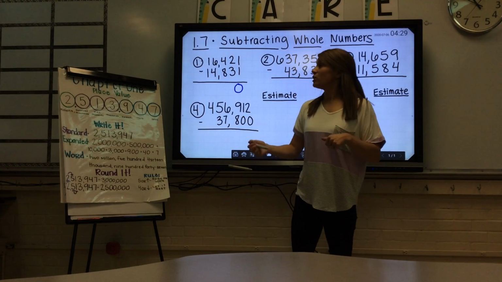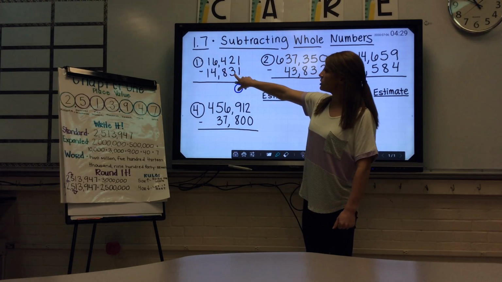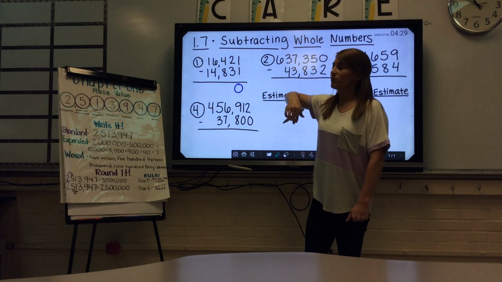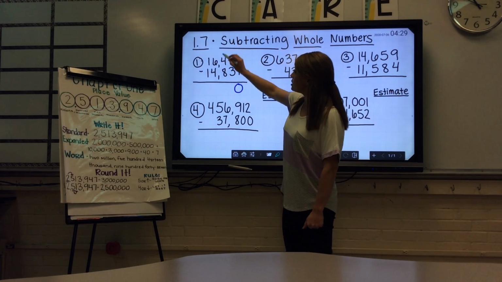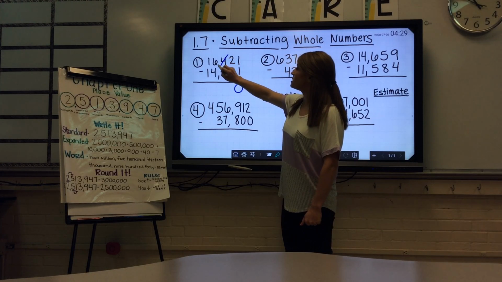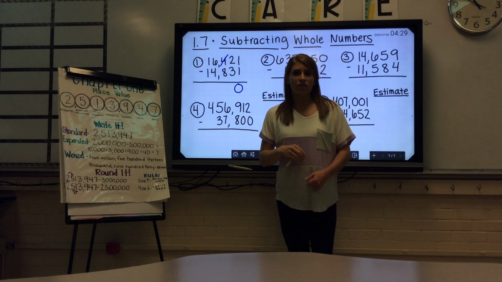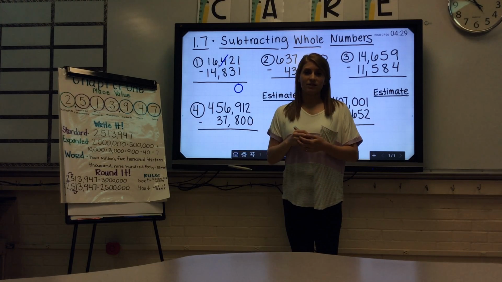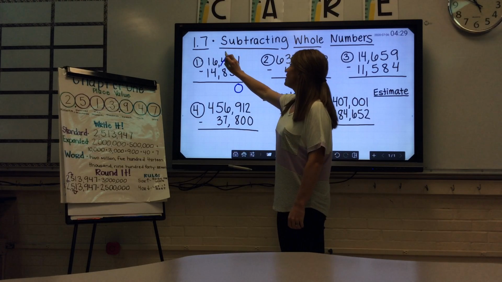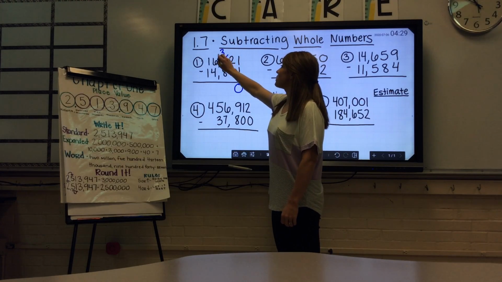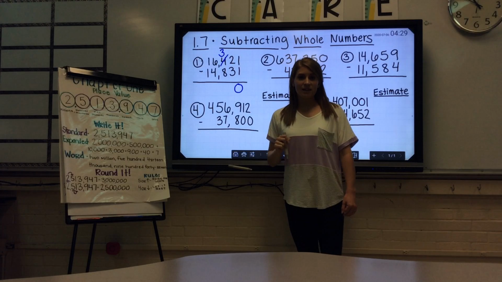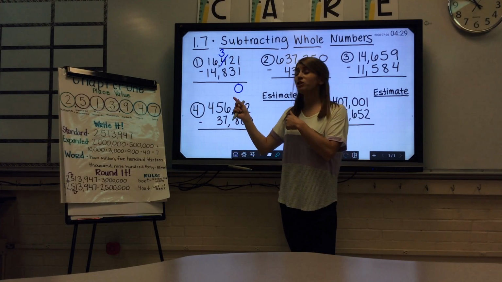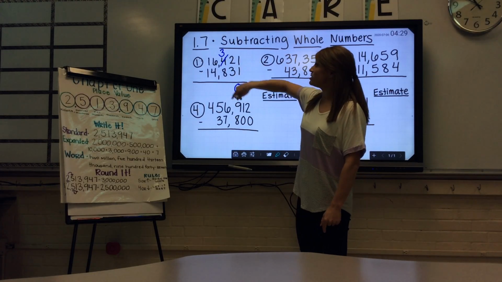Well, in this situation, when my bottom number is larger than my top number, I'm going to have to go next door to my neighbor and borrow. So I'm going to go right here to my hundreds place, and I'm going to borrow from this 4. I'm just going to take 1 though. So if I'm taking 1 when I borrow, what's going to be left? Right, we're going to change that to a 3, and I'm going to write it right up here so that I can remember. Am I done? No, I've got to remember to add that to my place where I was trying to subtract.